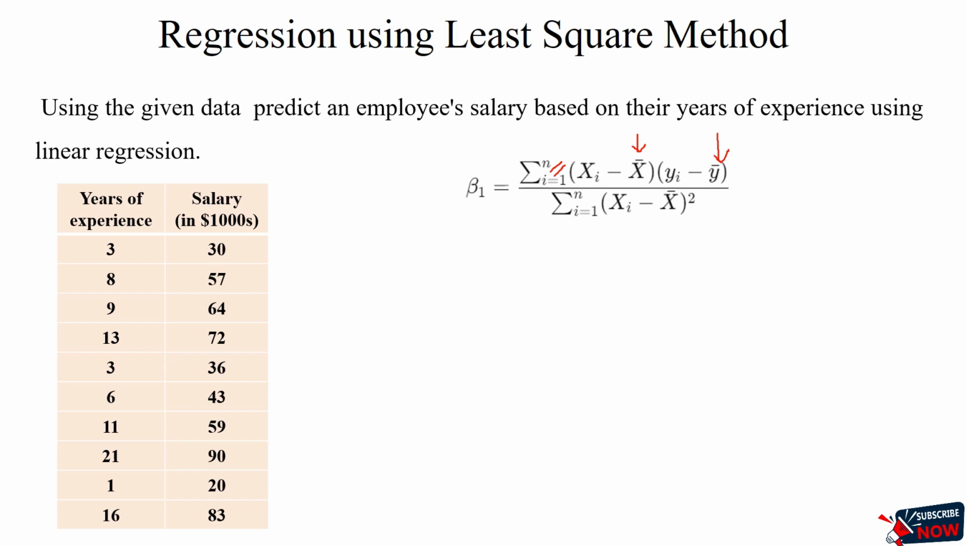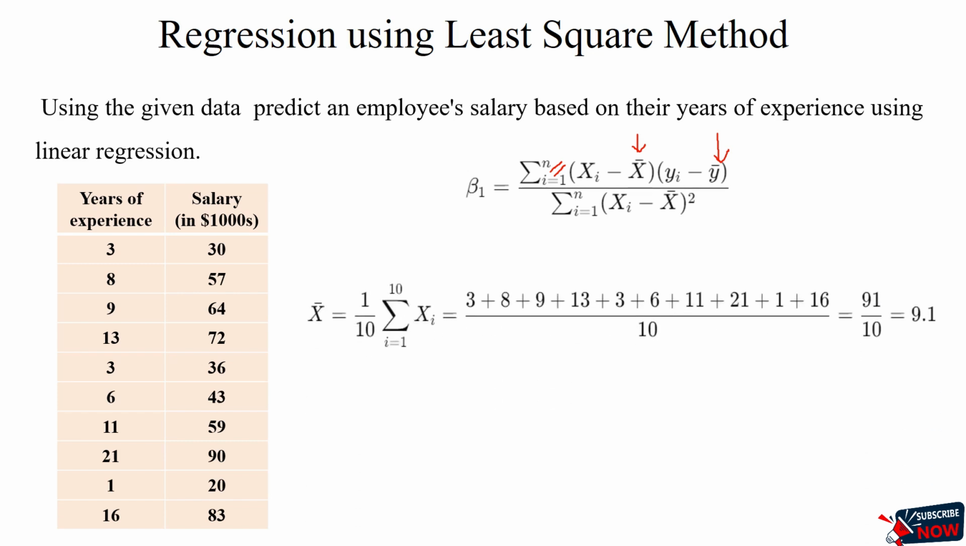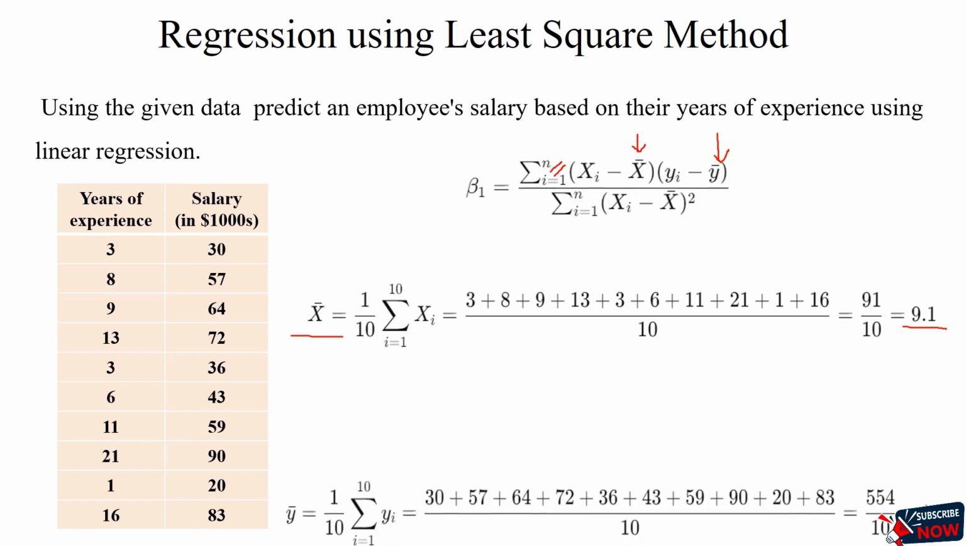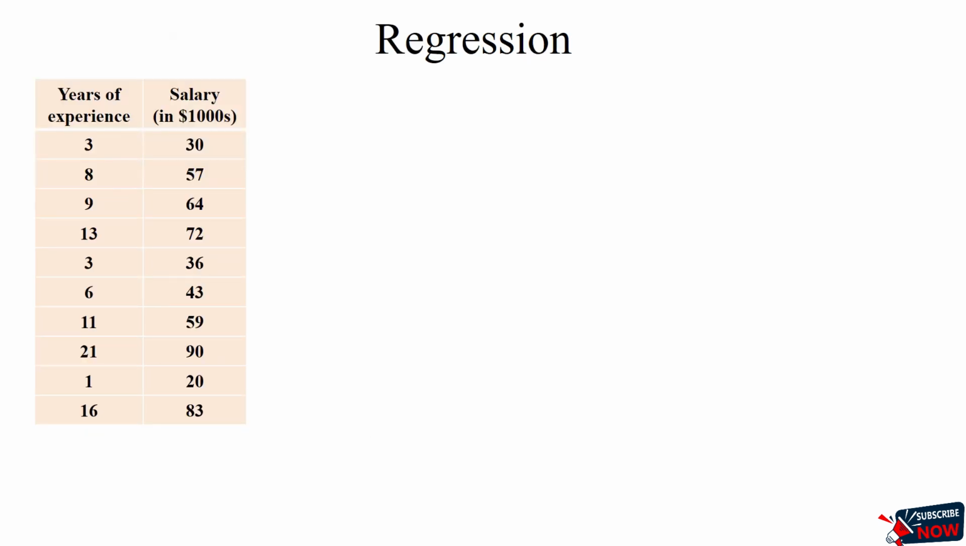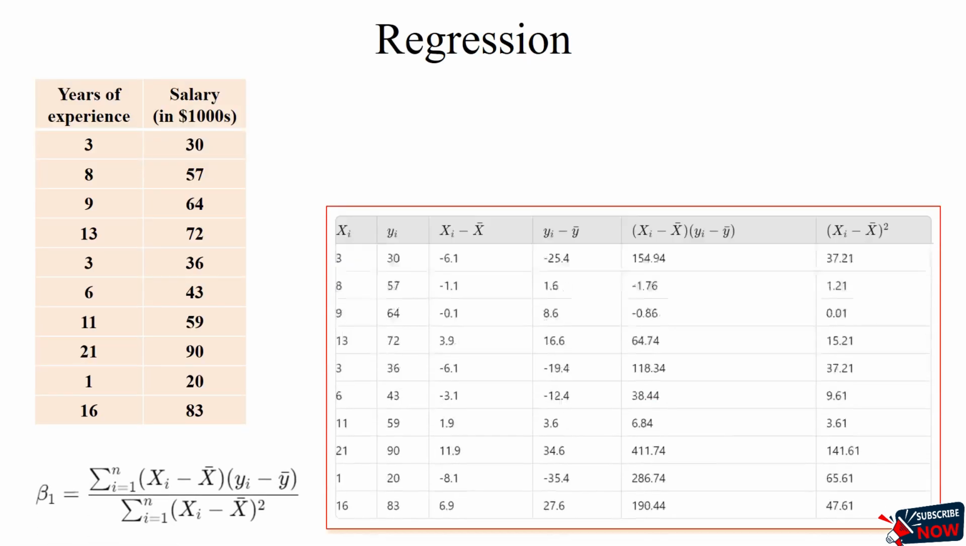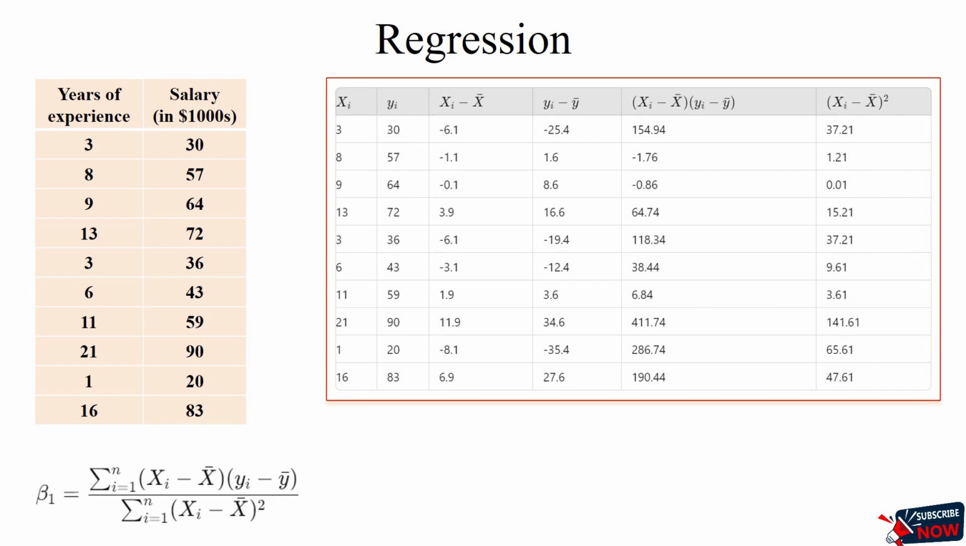xn, yn. The first step is to compute the average of x, that is the years of experience. We are getting 9.1 as the value. Next step is we are computing the average of y, y bar, that is the average of salary, which is 55.4. Once x bar, y bar are found, we need to compute the numerator and the denominator separately.